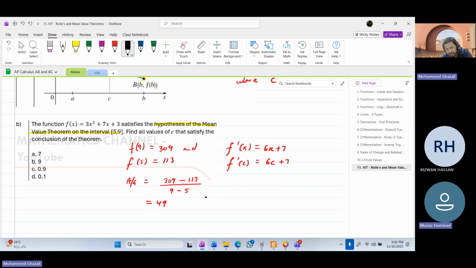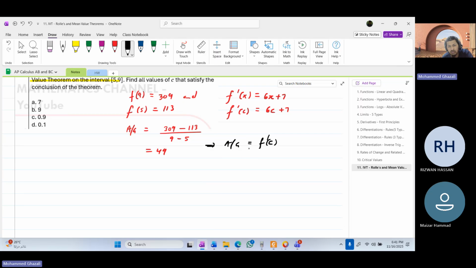No, there's no need to substitute 9 in the derivative here. We're solving for c. Find the values of c that satisfy the conclusion of the mean value theorem. Remember, 6c plus 7 equals 49. The average gradient is 49, and this is 6c plus 7. So 6c is equal to 49 minus 7, that's 42, right? So c is equal to 7.